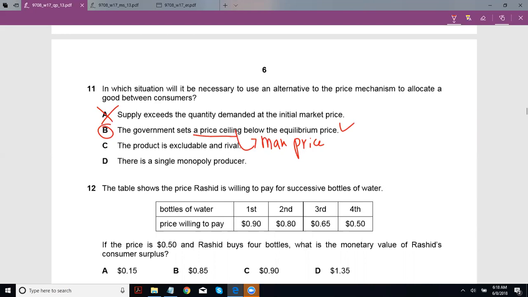If the product is excludable and rival, well, then it's a private good. You can clearly allocate it through the price mechanism. Even if it's a monopoly producer, there's still a demand and supply curve. It's still a private good. It can still be allocated through the price mechanism.